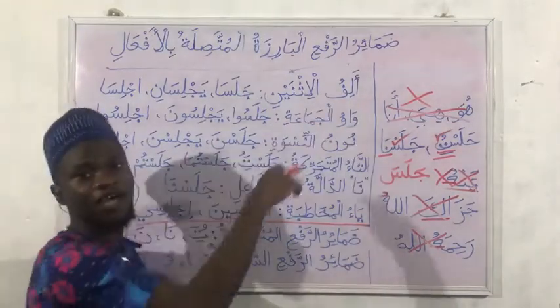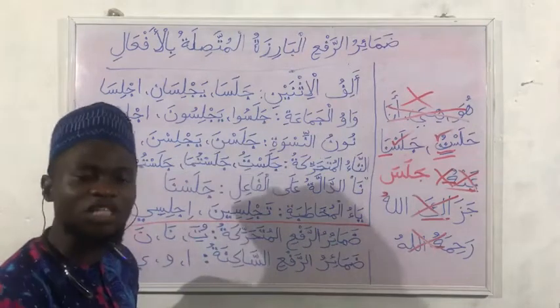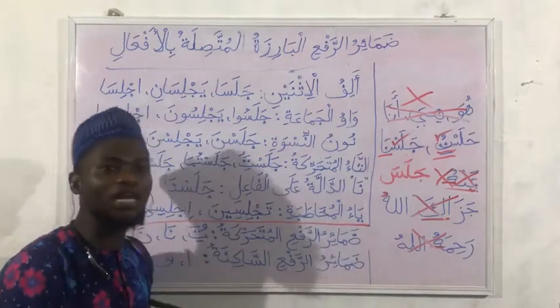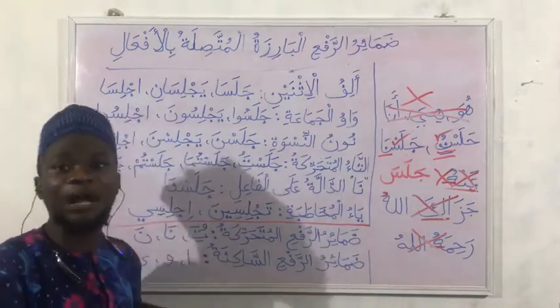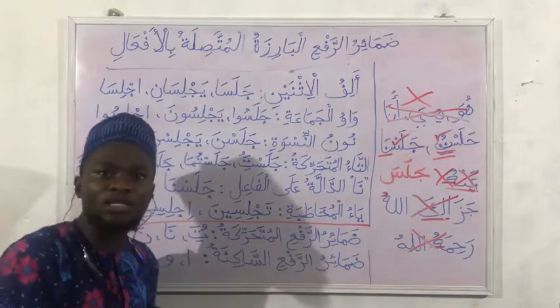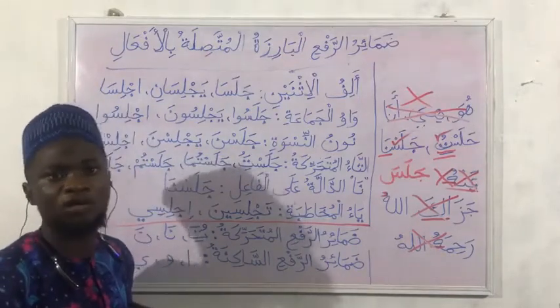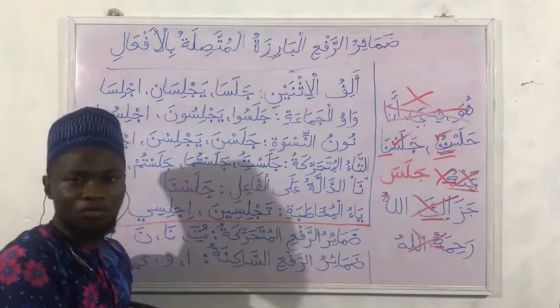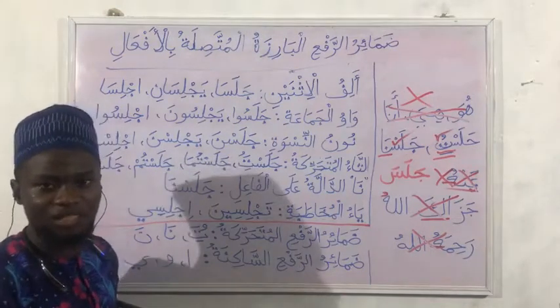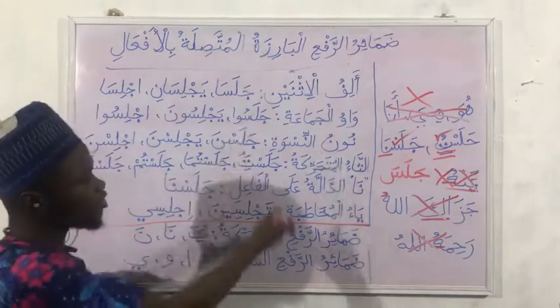So the first one we have here is aliful isnain. These pronouns that are attached to verbs can be together in madi, mudari, and amr, or in only mudari and amr. You can have some like that. You can have some that are in everything. You are going to see them as we go on.